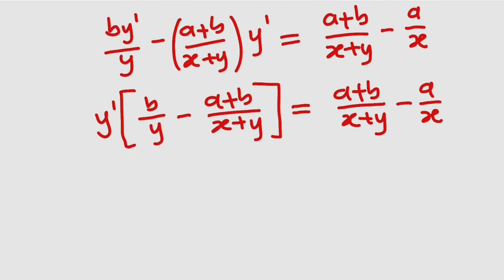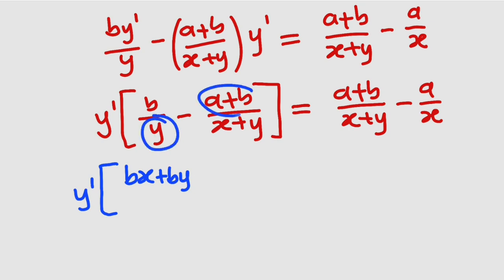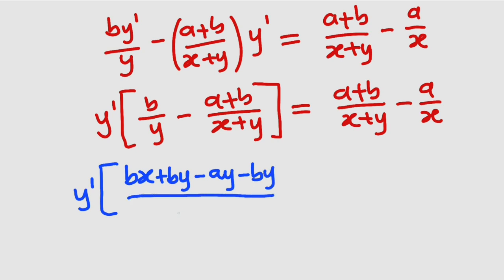Let me start with the left hand side where we have y prime outside. Inside, you take this, you multiply by this. That will give us bx plus by. Then you subtract the whole of y multiplied by this. All signs will change. So we have minus ay, then minus by, right? Divide by the product of the denominators. We have x plus y multiplied by y.